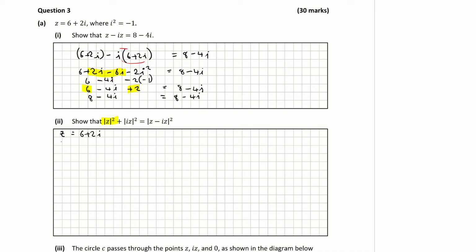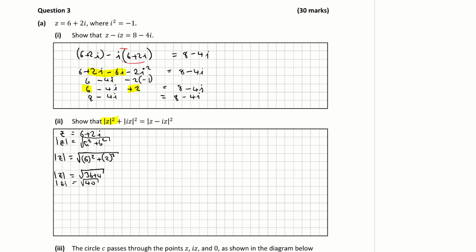Now the modulus formula is given by the square root of a squared plus b squared. So that's the formula for the modulus. a is the real part, so that's the square root of 6 squared, plus b is the imaginary part, that's the 2. We don't put in the i. So that's giving me the modulus of z is equal to the square root of 36 plus 4, which is the square root of 40. So that's the modulus of z.